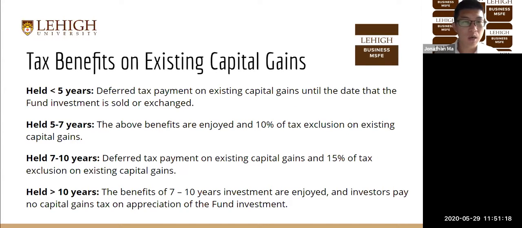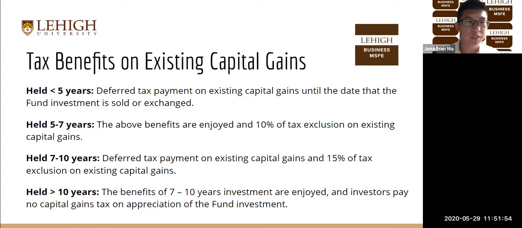The third part is the tax benefit on existing capital gains. To be able to invest in this fund, the investors are required to put in their capital gains from other investments, like the profit from a mutual fund, private equity fund, real estate, or any kind of investment product. The investors need to pay taxes on their initial capital gains from those investment tools. However, if they invest that money in our fund, they will enjoy some tax benefit, depending on the time period they keep their money in our fund.